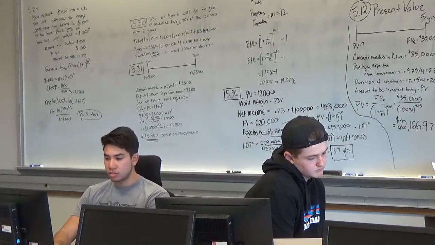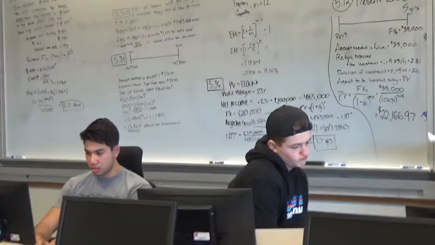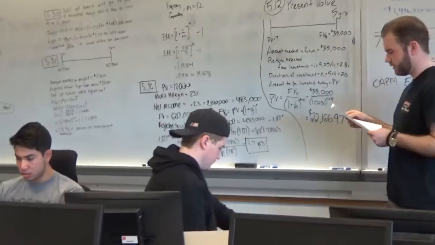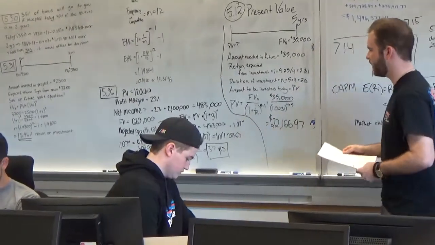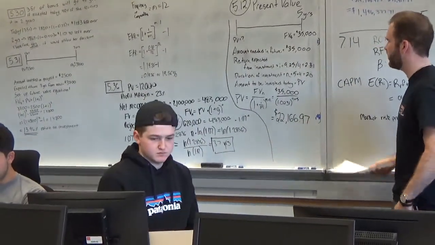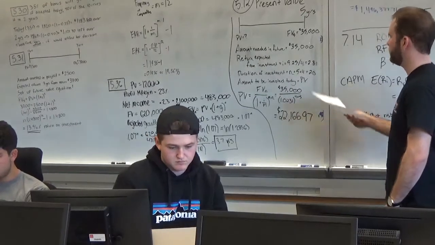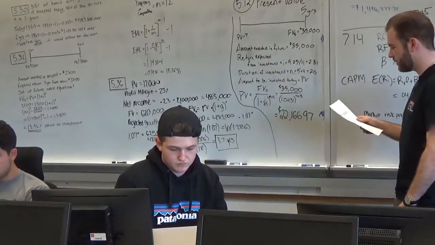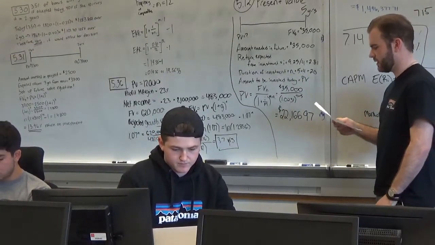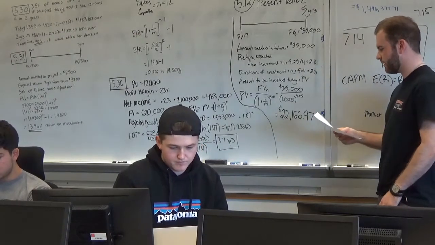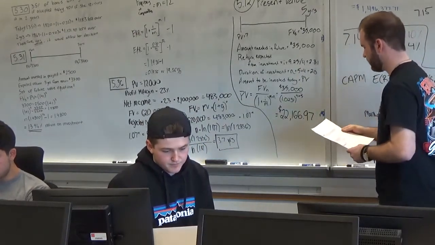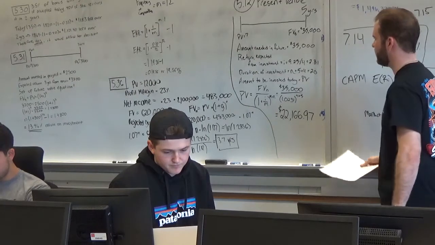Alright, so 5.12 present value. So Tracy Chapman is trying to buy a house and she plans to put 20% down at that time. She needs $35,000. So if Tracy can invest in a fund that pays 9.25% annual interest compounded quarterly, how much will she have to invest today?